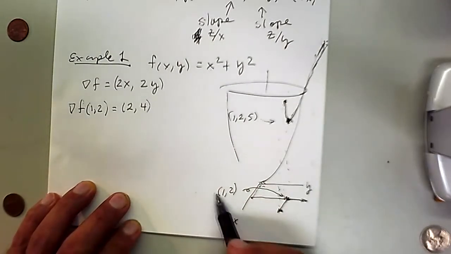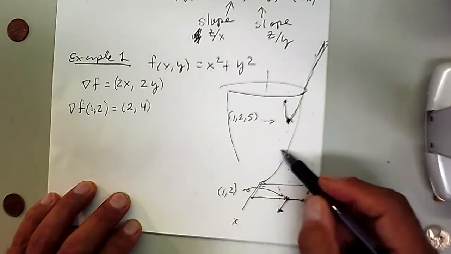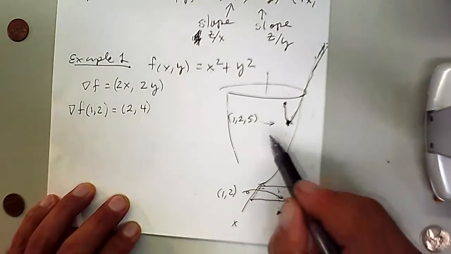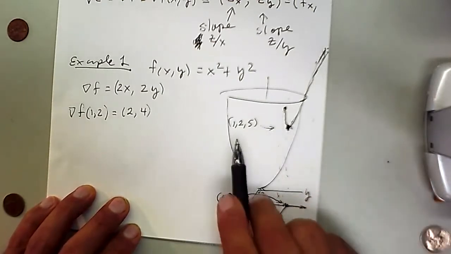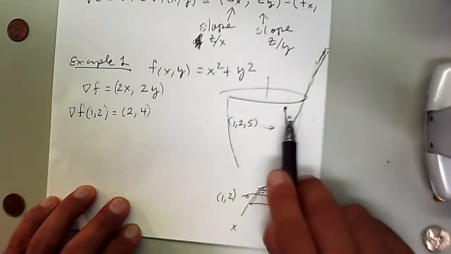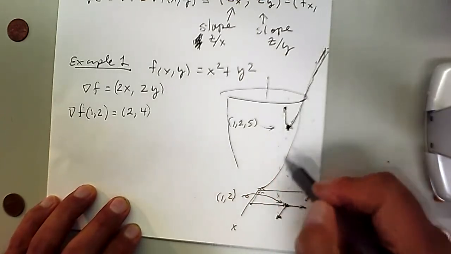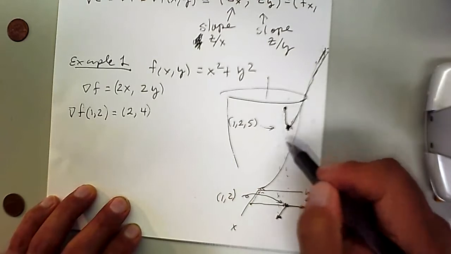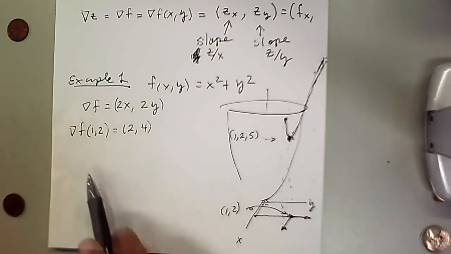We picked 1, 2, which is off center. If we were starting at 1, 1, yes, things would be pretty symmetric. But 1, 2 puts it off center, which means we're already more towards the right, which makes this shape steeper. So we have to pay close attention to what is going on here. So that is the gradient.